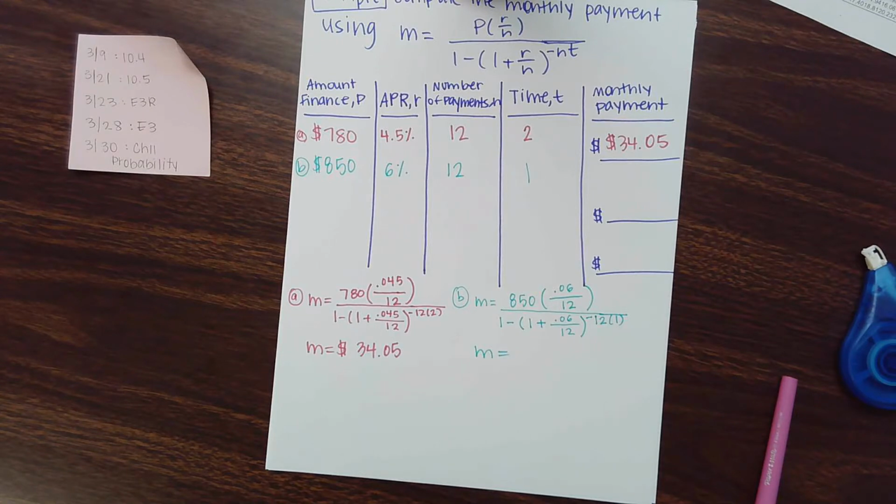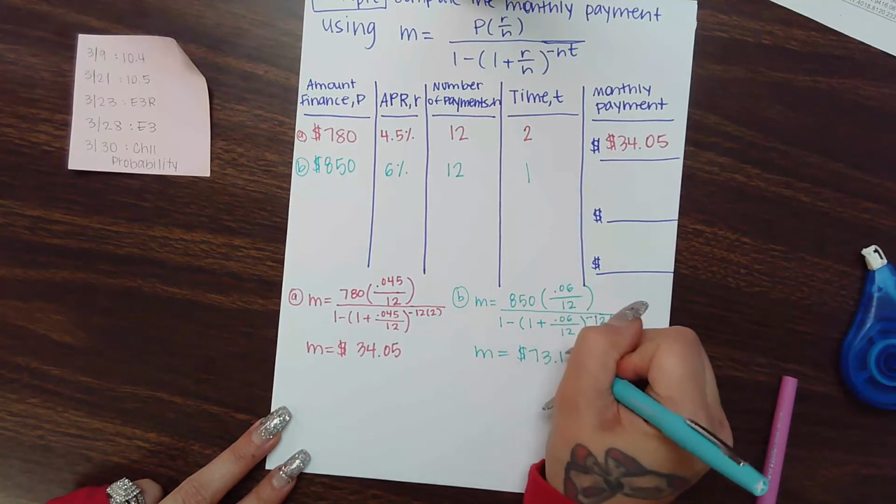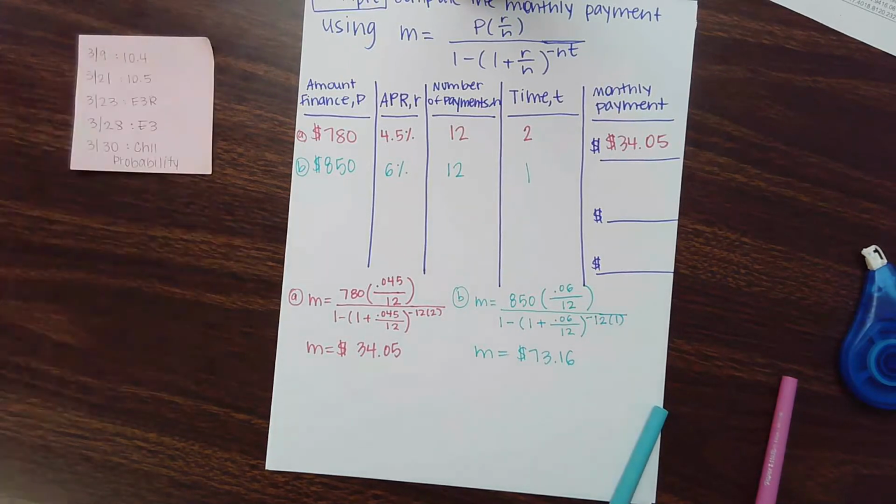Did you do it on your calculator? Were you able to? It should be $73.16. I'm going to wait just a second and let y'all enter that in just to make sure that we're on the same page. Did you get it? Yeah? Awesome.